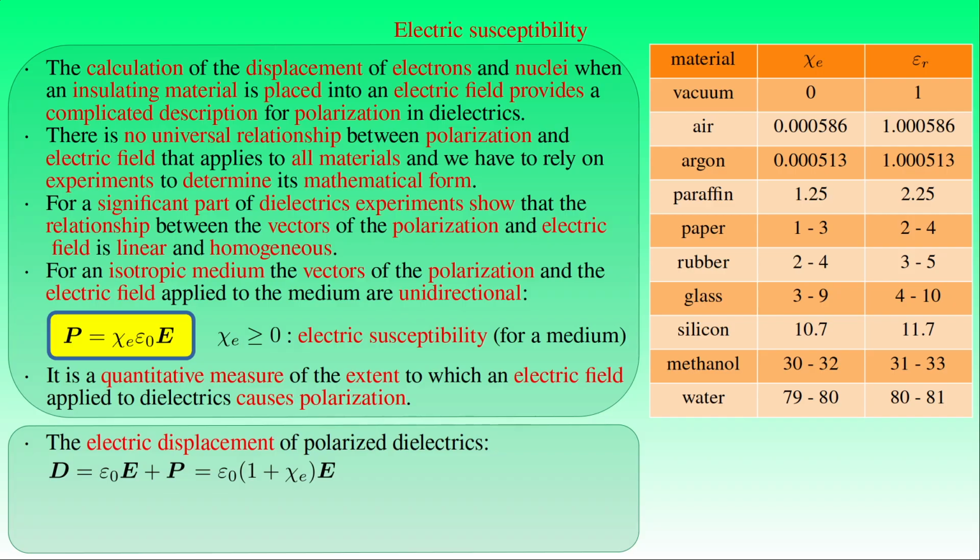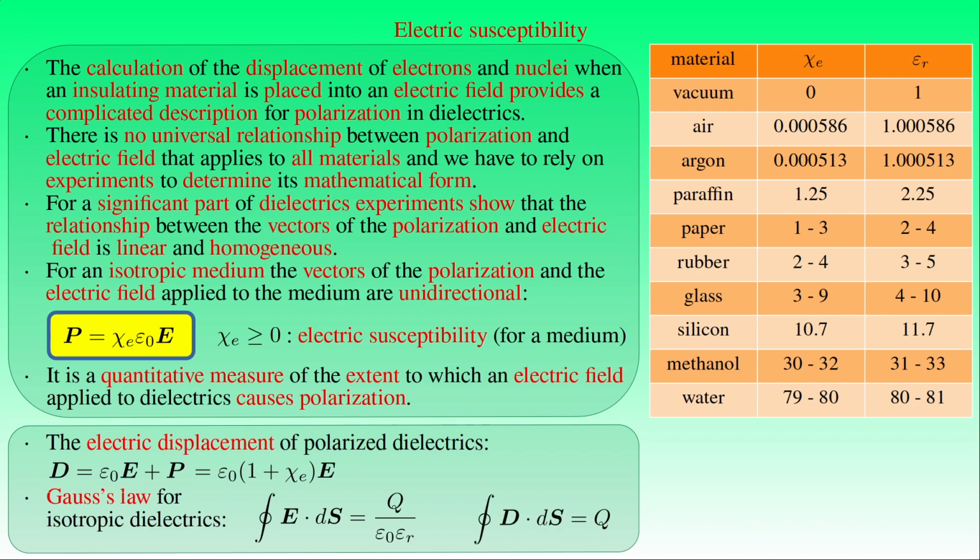We already saw that Gauss's law for isotropic dielectrics states that the surface integral of the electric field E over a closed surface is equal to the free charge Q enclosed by the surface over the product of the vacuum permittivity epsilon naught and the relative permittivity epsilon R of the dielectric within the closed surface. It was also shown that Gauss's law can be written in the form stating that the surface integral of the electric displacement D over a closed surface gives the free charge Q enclosed by that surface.